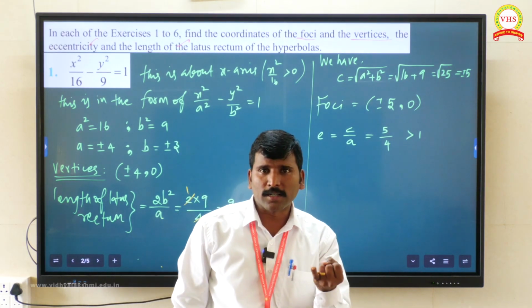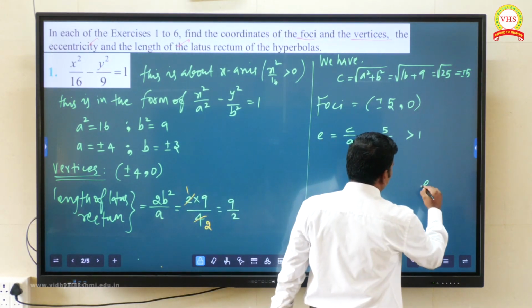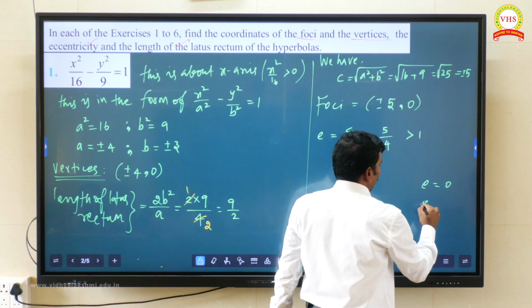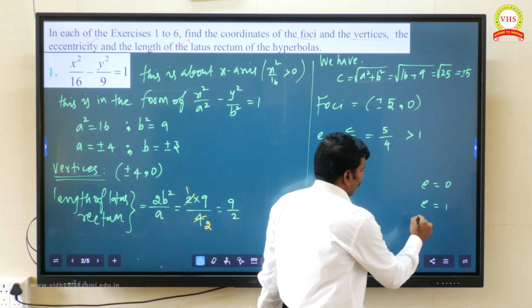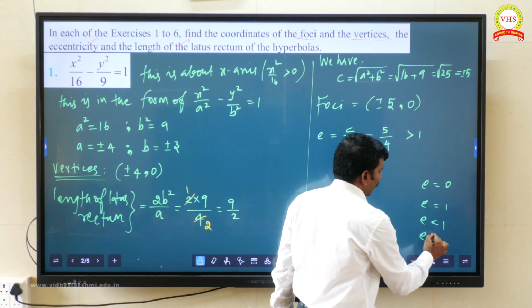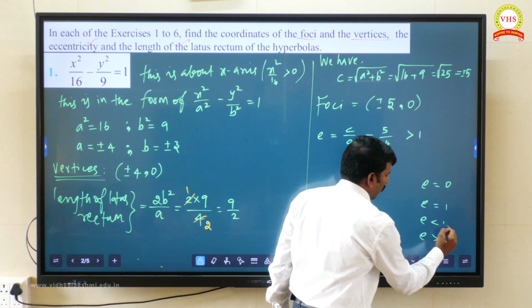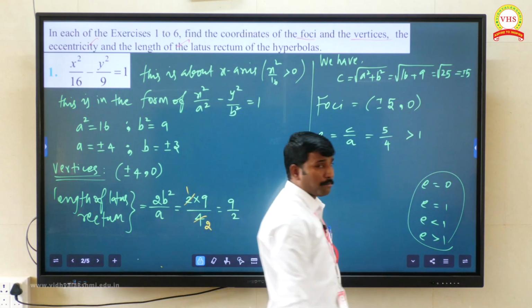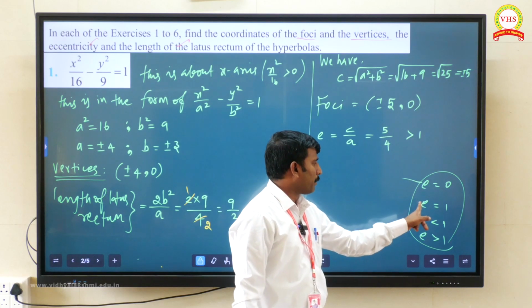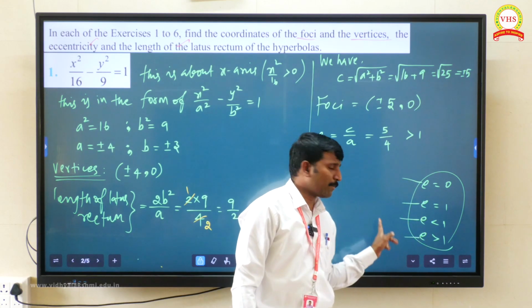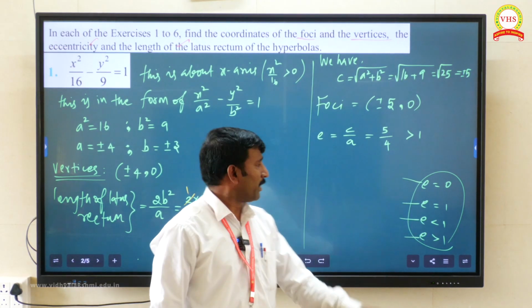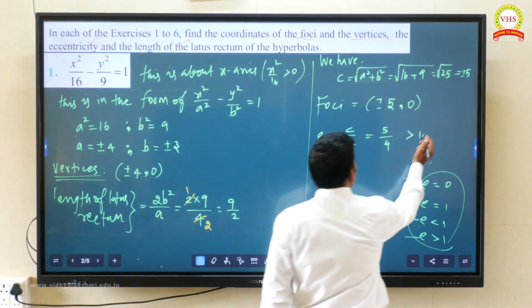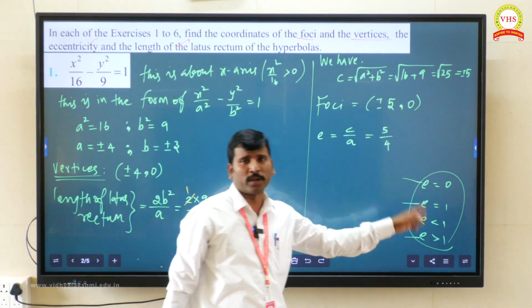Okay, see, for a circle, e equals 0, for a parabola e equals 1, for an ellipse e is less than 1, and for a hyperbola e is greater than 1. What, my dear? Greater than 1. It's very important: circle, parabola, ellipse, hyperbola. Based on that we can identify. No need to mention it here, just knowing it is enough.